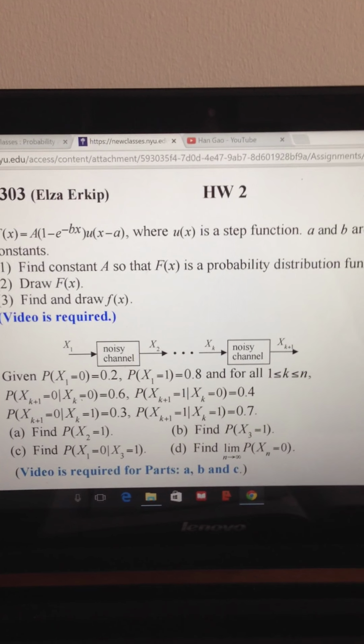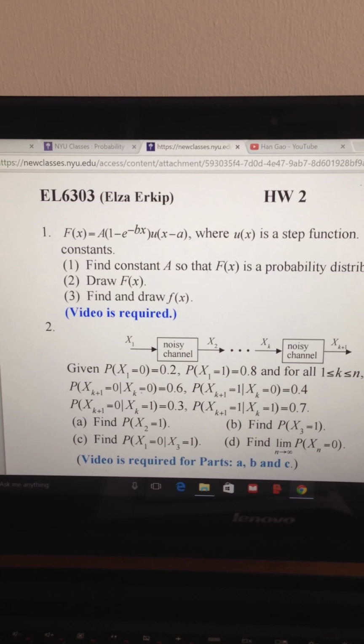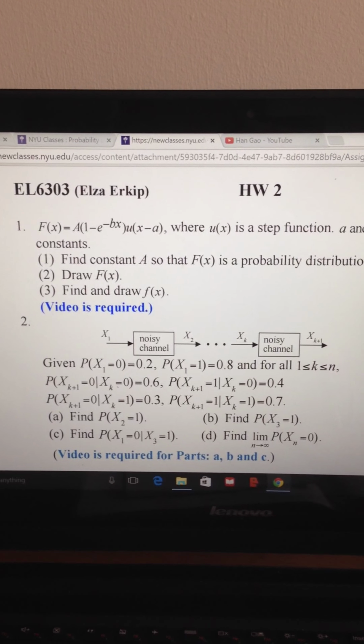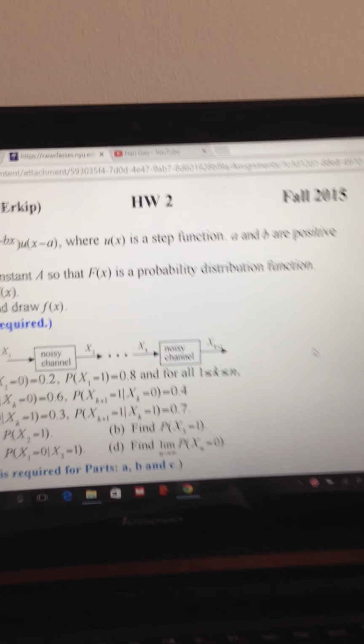Here are the questions we have to figure out. First, let's figure out the first one. The first part requests us to find constant a so that f of x is a probability distribution function.